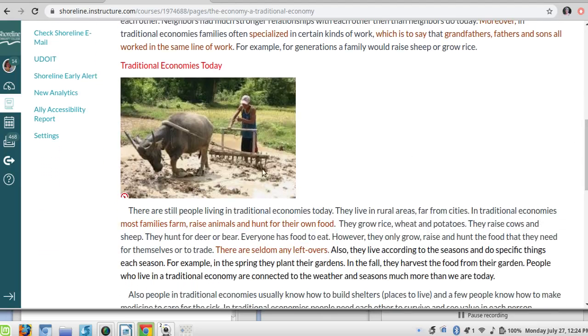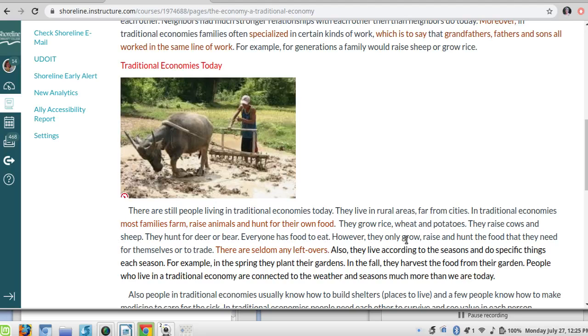Traditional economies today. There are still people living in traditional economies today. They live in rural areas, far from cities. This is in a rural area, a countryside area. In traditional economies, most families farm, raise animals, and hunt for their own food. They grow rice, wheat, and potatoes. They raise cows and sheep. They hunt for deer or bear. Everyone has food to eat.